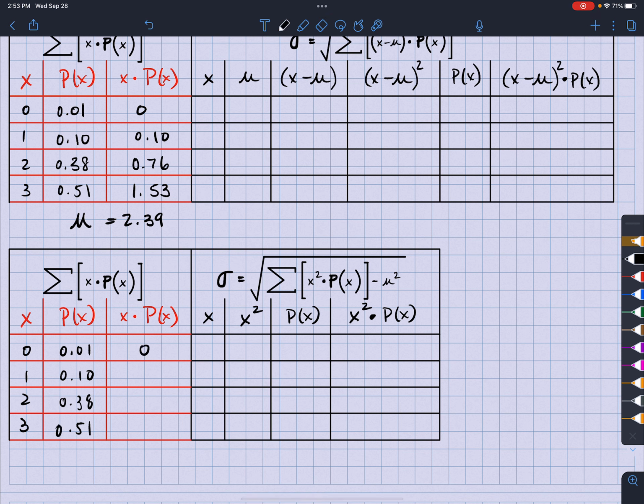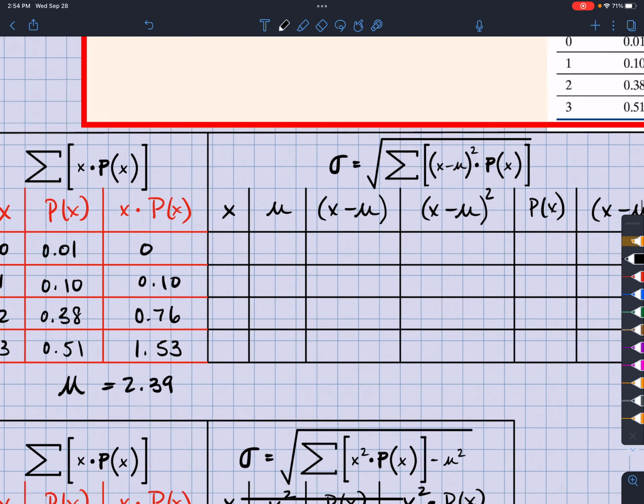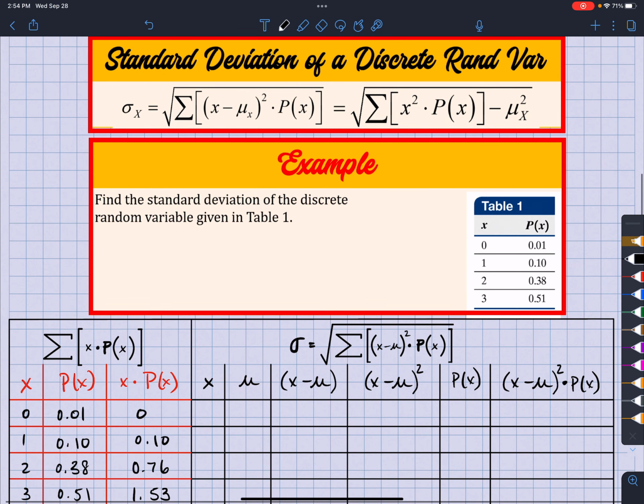And then I got the 0 here, 0.10, 0.76, 1.53, and this is going to be 2.39, which is equal to my mean. Okay? All right, so now over here on top, I decided I'm going to do this very first thing to see what that looks like, and then we'll do this one here and see what that looks like, and then you guys get to decide which one you want to use.